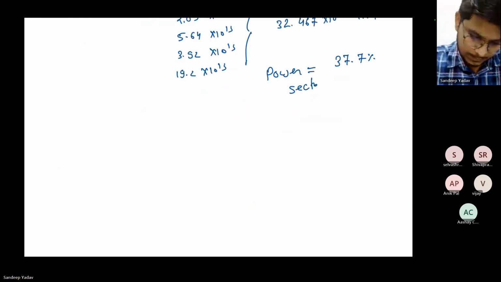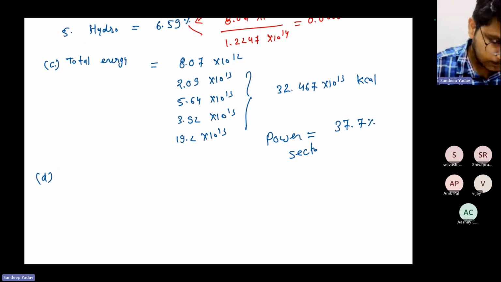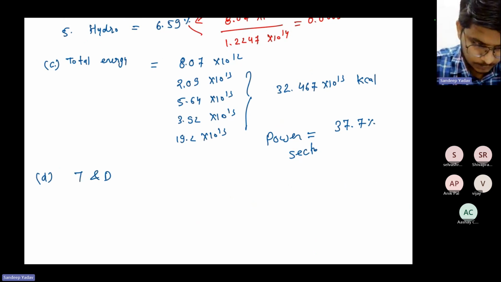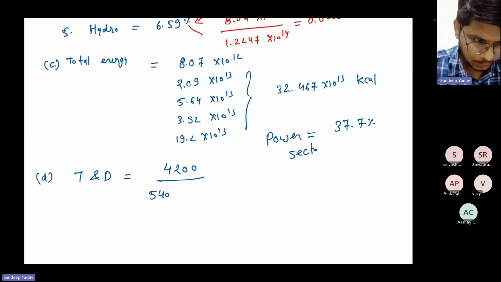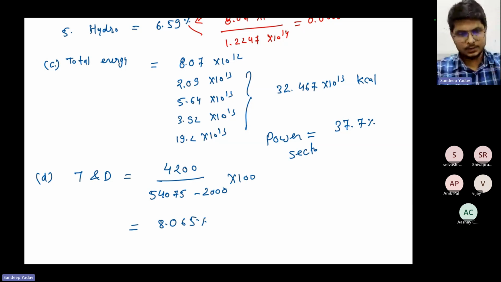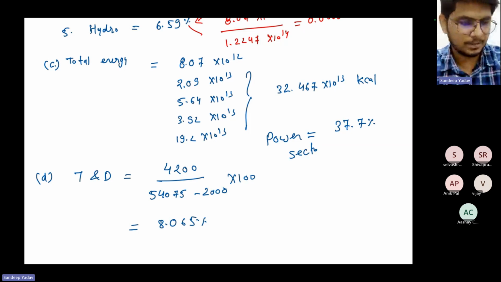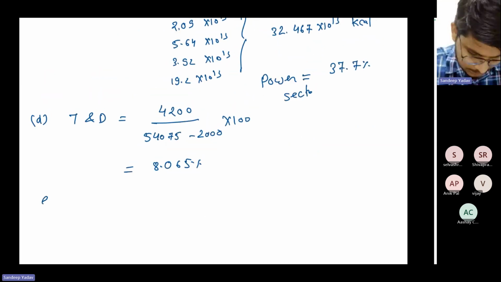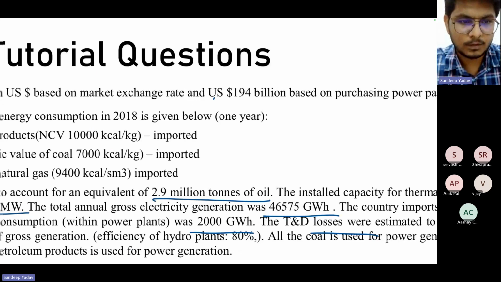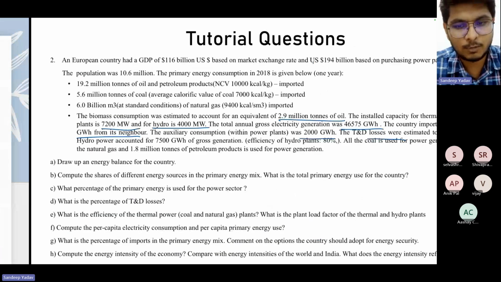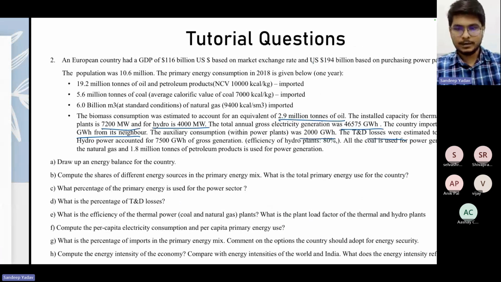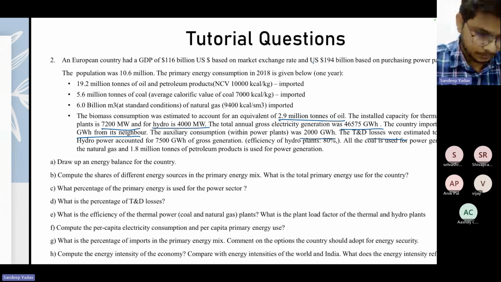Now the next thing asked in the question is transportation and distribution losses. That is 4,200, already given, and we know the overall generation, that is 5407 minus 2000, and if you multiply that by 1000, that will be around 8.065. These are simple calculations that can be done with basic mathematics. And the next part asks what is the efficiency of the thermal power plant and coal power plant, and what is the plant load factor of the thermal and hydro plant. So let's see.